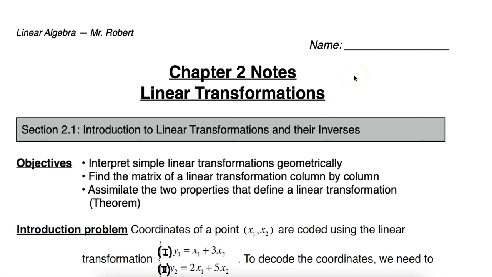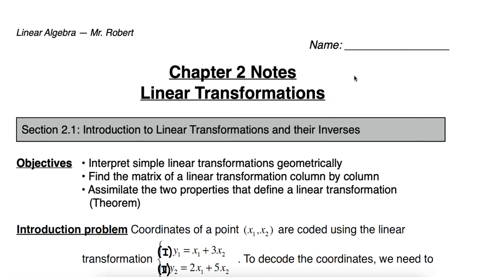Welcome to the notes for Chapter 2, Linear Transformations. We're going to use Sei Chang's notes to do that. The objectives are to interpret simple linear transformations geometrically, to find the matrix of a linear transformation column by column, and to assimilate the two properties that define a linear transformation. This will be seen in a theorem at the end of this section.